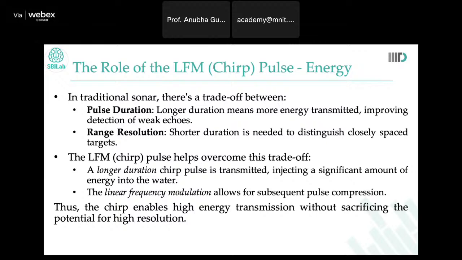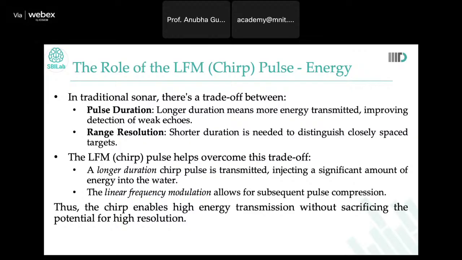So that means you would like the pulse duration to be longer so that you can pump in more power. Now, range resolution, however: a shorter duration implies that you will be able to detect closely spaced targets. So if the duration of your pulse is longer, you would be compromising on the range resolution, like what is the minimal close separation that you can distinguish, right? So there is a trade-off between pulse duration and range resolution. Now, the LFM or chirp pulse helps you overcome this trade-off.